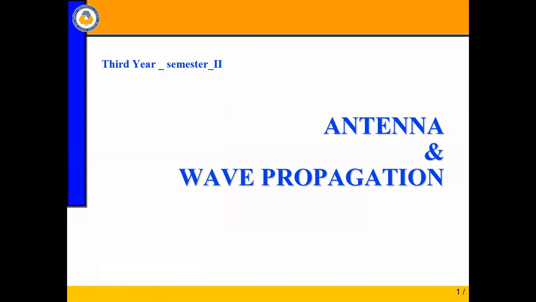We are learning the subject of antenna and wave propagation, and we are going to study today the numericals on the chapter number 1, that is a uniform plane wave. The subject is antenna and wave propagation, but we are solving the numericals on the first chapter, that is nothing but uniform plane wave. Even though we are on the second chapter, many numericals are left, so we will continue today also.